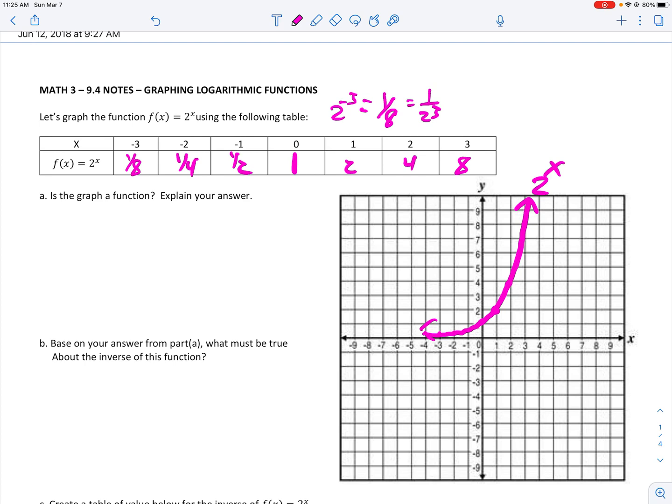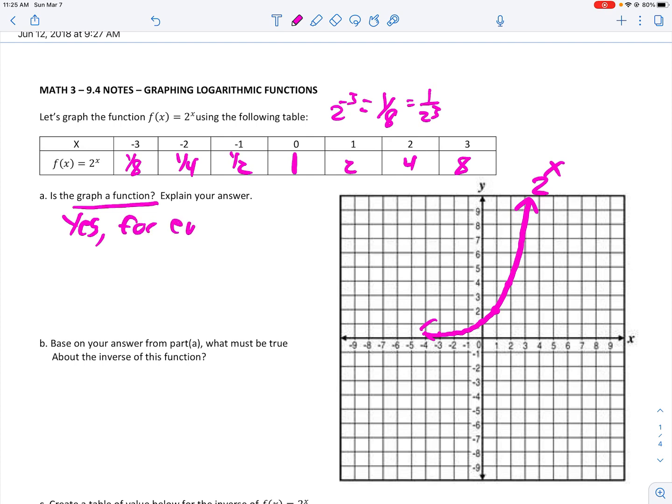So is this graph a function? So remember a function, right? What's the definition of a function? We all hopefully remember the vertical line test, but it is a function because for every x value, there is only one y value.